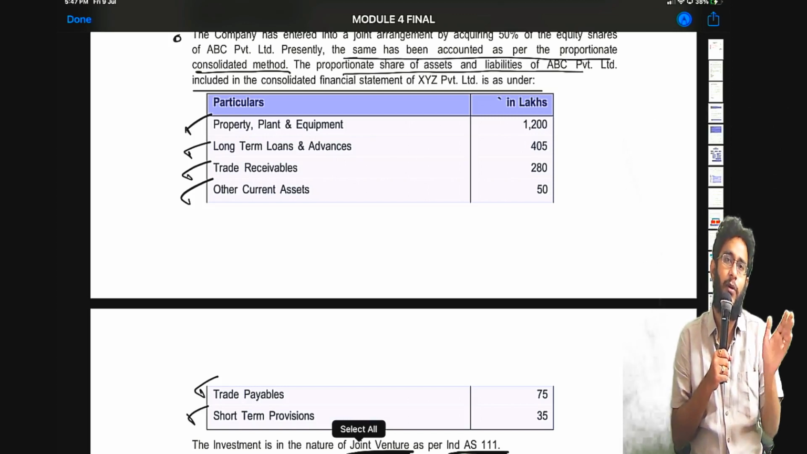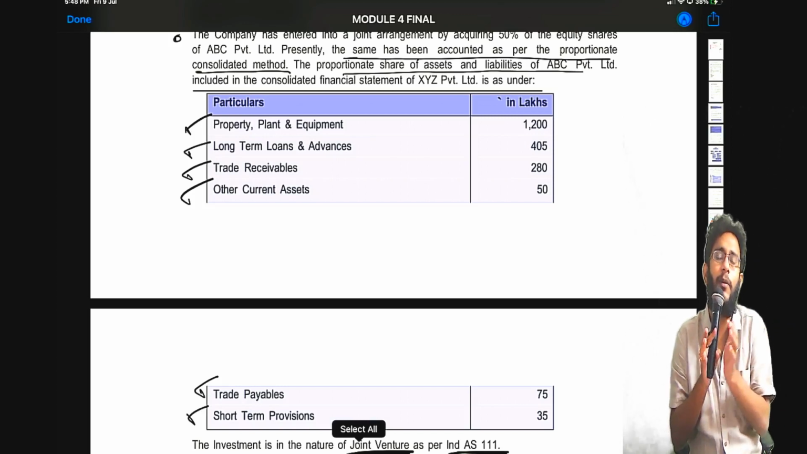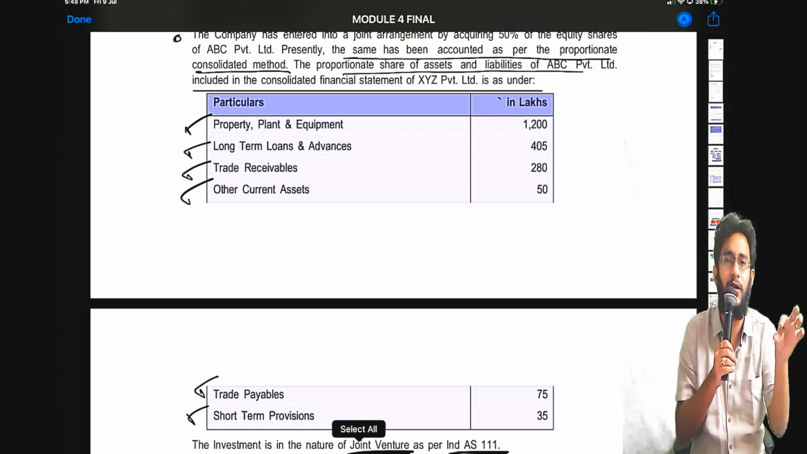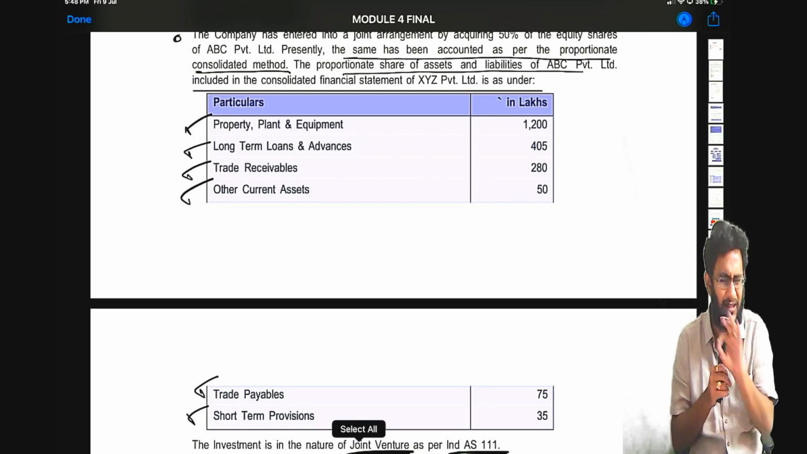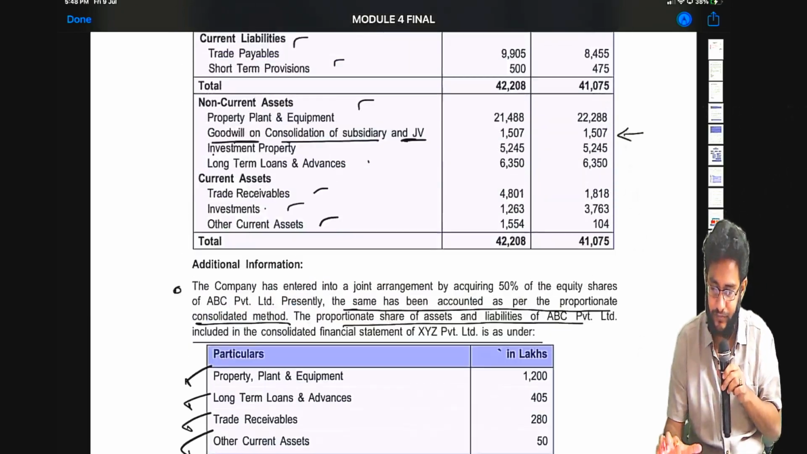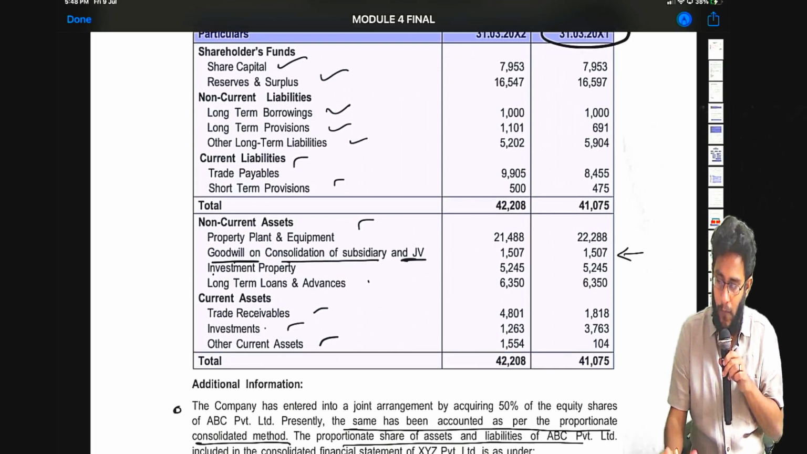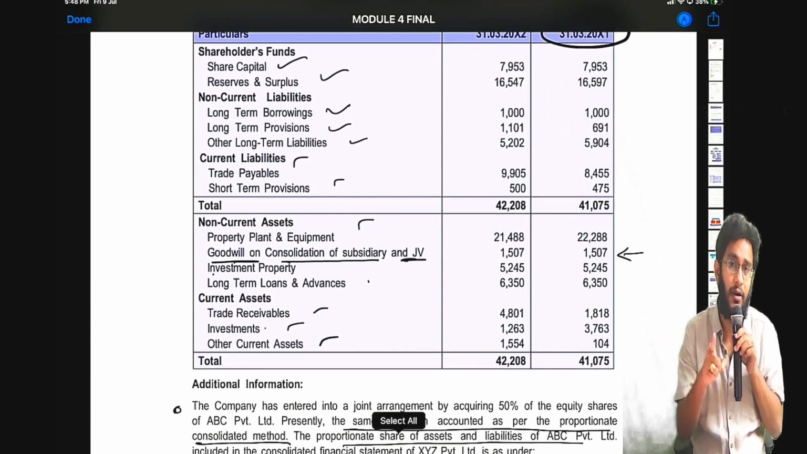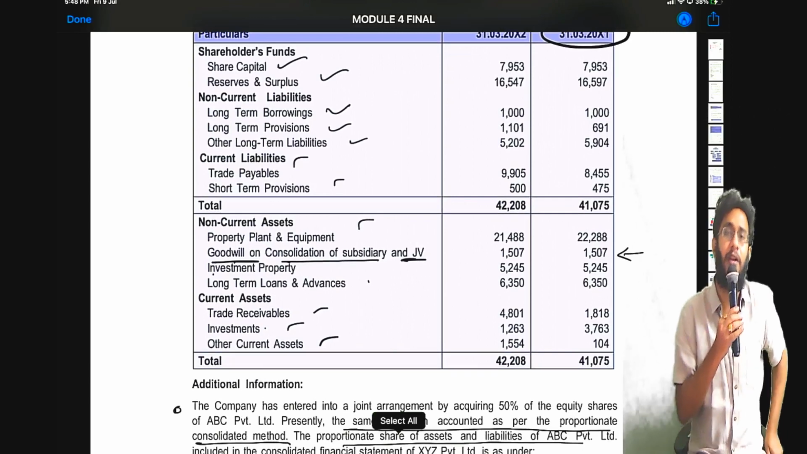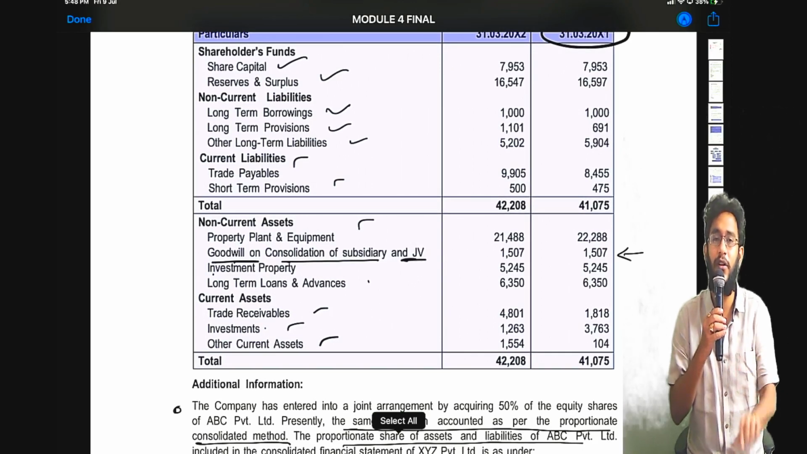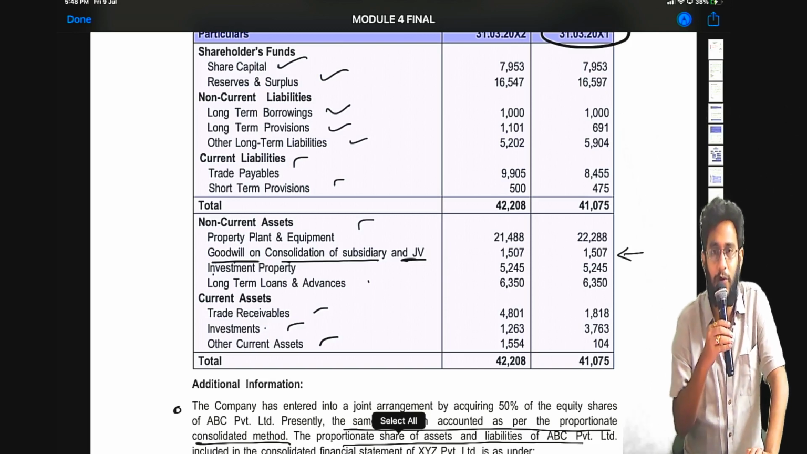All these amounts, whatever you are removing, will now be included in the same balance sheet with the name of investment in joint venture. Okay, so that's all you have to do. But one small point is there. What is that point? Look at this goodwill. A goodwill of 1507 is there. That is not just consolidation of subsidiary goodwill. There is consolidation of subsidiary goodwill, and consolidation of joint venture goodwill also.